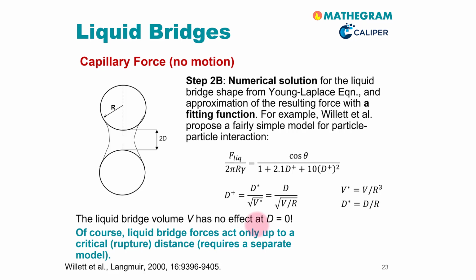Again, I would like to stress that of course we have to consider a rupture distance. You see here a typical expression of this critical distance d crit star as a function of the bridge volume. So the bridge volume is the key ingredient for the rupture distance, but it does not affect the force at contact, so when the two particles are colliding, and essentially, as you can see here, it is stretching the range over which this force acts. Again, here we have the contact angle between the liquid and the particle surface.